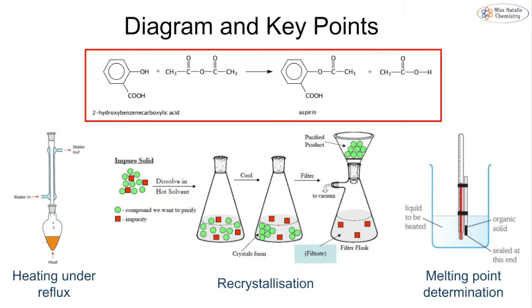So this is what the whole process looks like plus our equation. So we have our starting materials, this being our acid anhydride, and that would give us aspirin and also ethanoic acid as a side product. So we carry out, first of all, heating under reflux with our condenser. We then do a recrystallization, and then we do a melting point determination. That is the 3 steps, and these are 3 steps that you could be asked about in your Unit 6 exam. Particularly, the one that I would focus on is recrystallization. That tends to come up a lot in past papers.